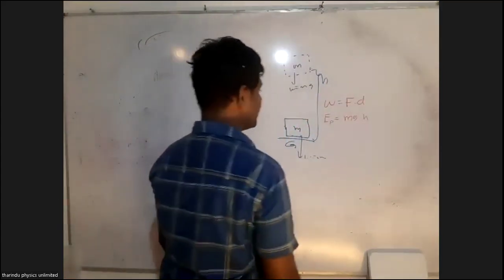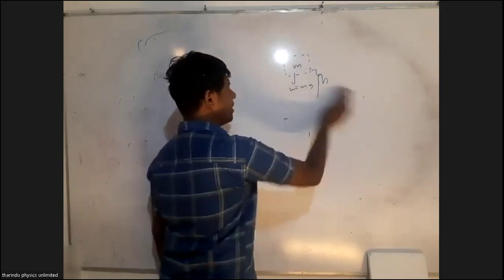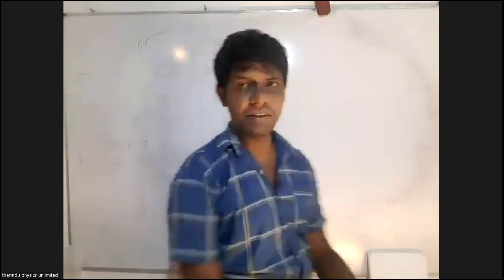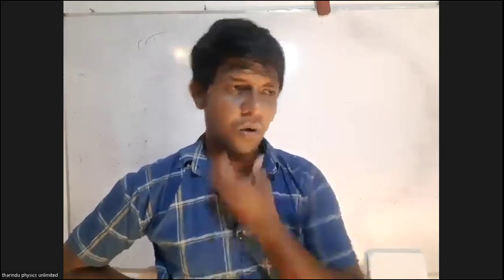Next is the other type of potential energy. The real gravitational potential energy in a gravitational field we are not learning in this lesson; we will do it in a future lesson. And the electrostatic potential energy we will learn in electrostatics.